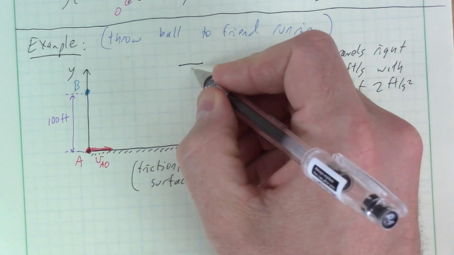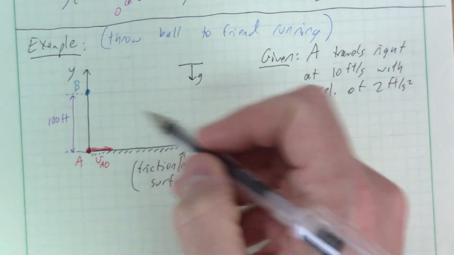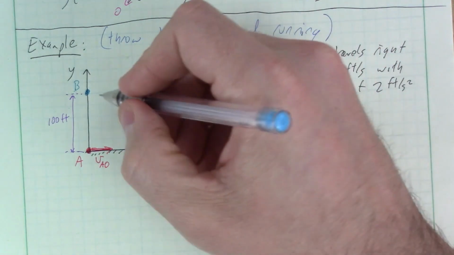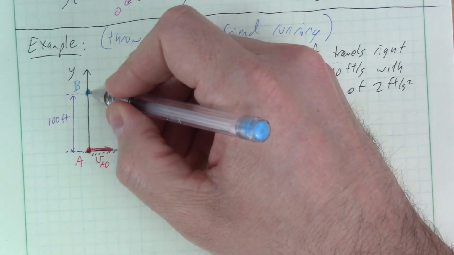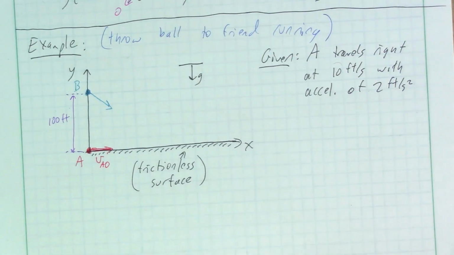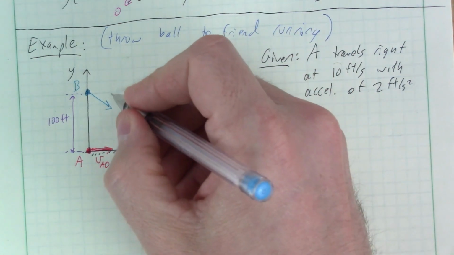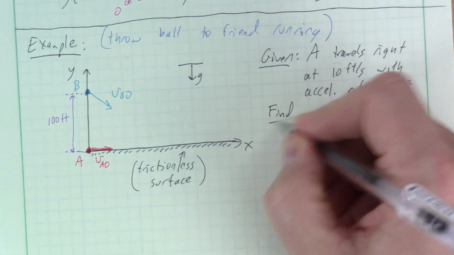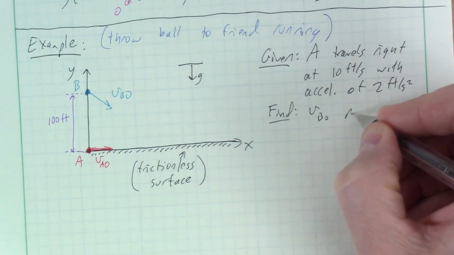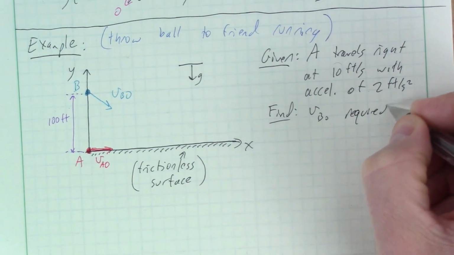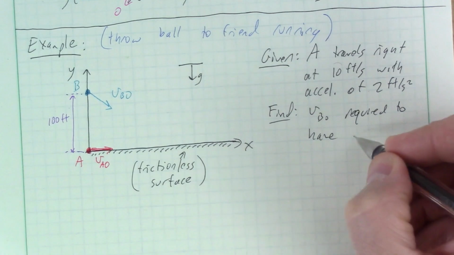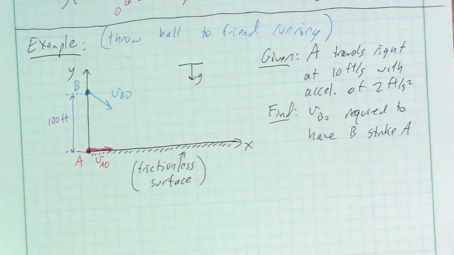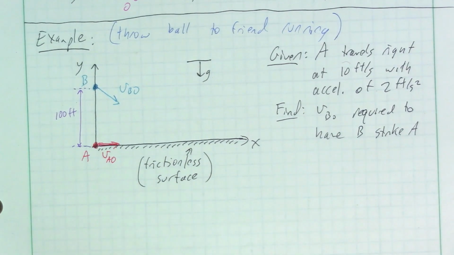But there is g, right? There is gravity, because there's a ball being thrown that's affecting all of this. Okay, great. So let's say that v_B0, what we're trying to find here is this: find the v_B0 that's required to have B strike A as it's running along. So you want to throw the ball and have them be able to catch it, hitting them right in stride.